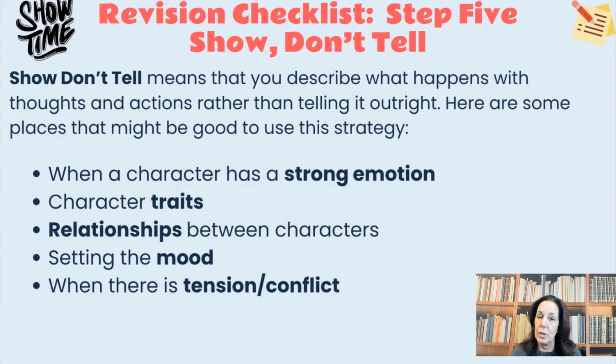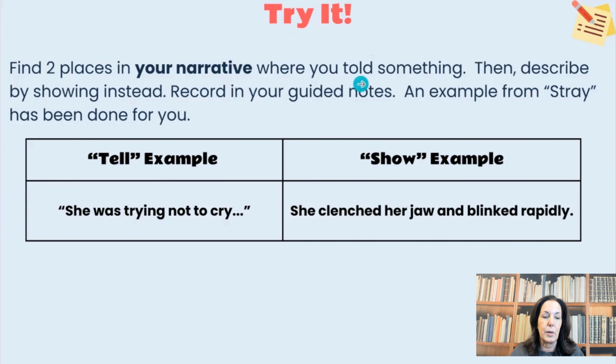Okay? So, good times to use it are when a character has a strong emotion, when you're describing a character trait, when you're talking about a relationship between characters, when you're setting the mood of the story, or when there is tension and conflict. Okay, so you're going to find two places in your narrative where you told something. Then describe by showing instead. You're going to record it in your guided notes.